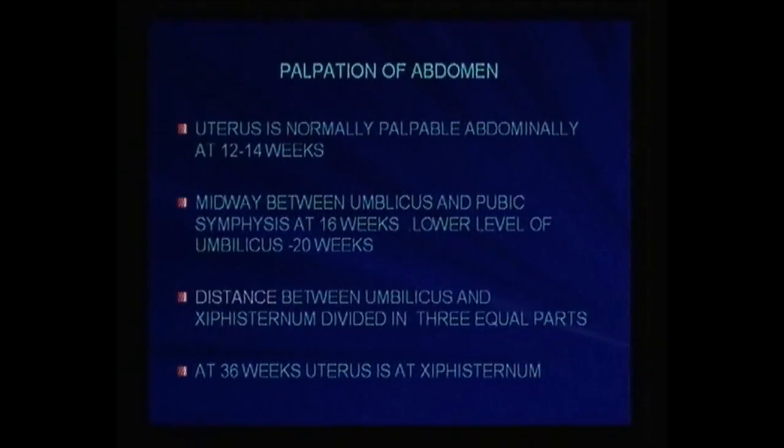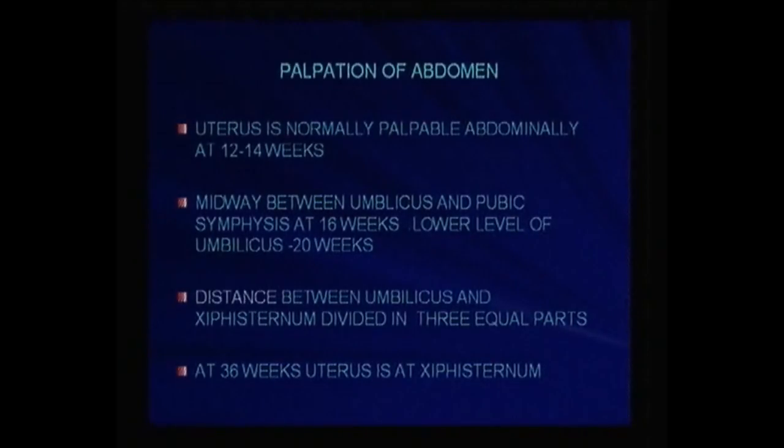As far as the palpation of the abdomen is concerned, the uterus is normally palpable abdominally at 12 to 14 weeks, where it is felt as a softish to firm globular mass just above the pubic symphysis. It lies midway between the umbilicus and pubic symphysis at 16 weeks and reaches the lower level of the umbilicus at 20 weeks.